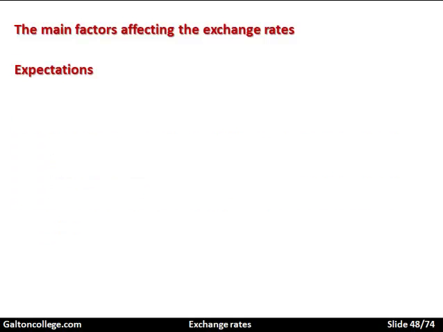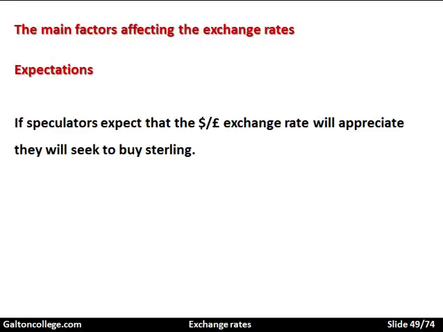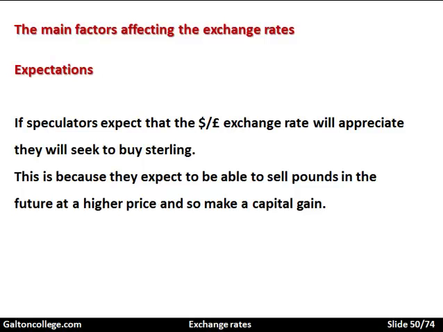Expectations are also important. If speculators expect that the dollar to the pound exchange rate will appreciate, they will seek to buy sterling. So sometimes people buy the currency in the expectation of making a capital gain in the future, if their expectations are borne out. If they expect to be able to sell pounds in the future at a higher price, they will make a capital gain.